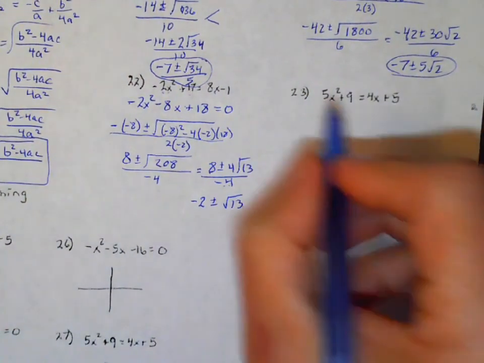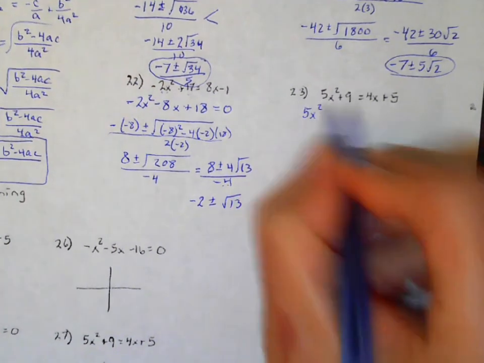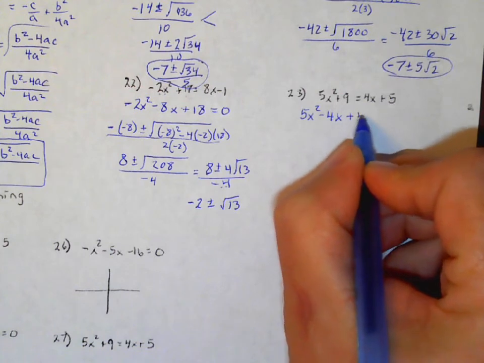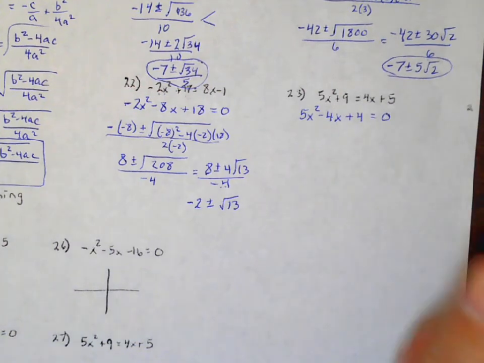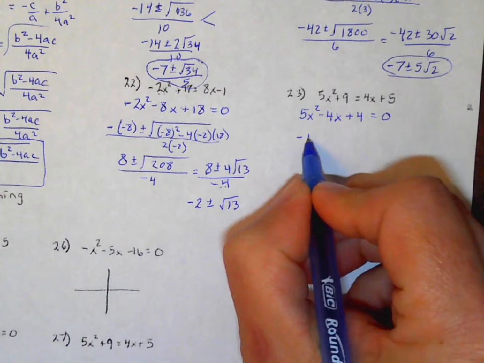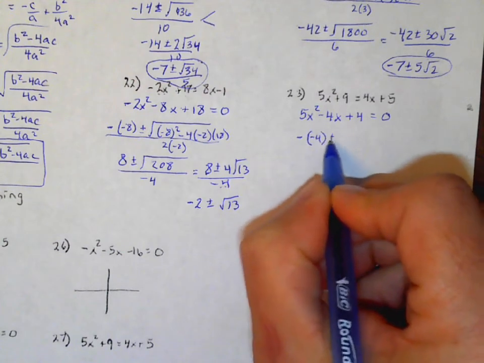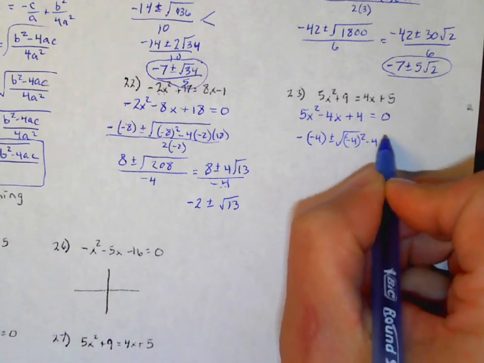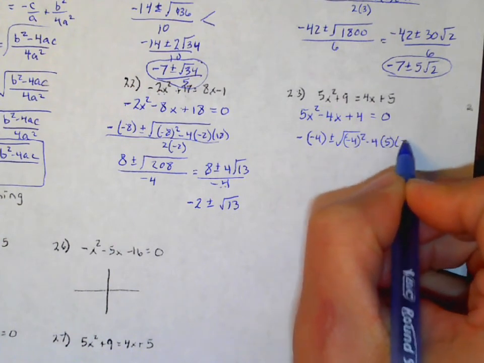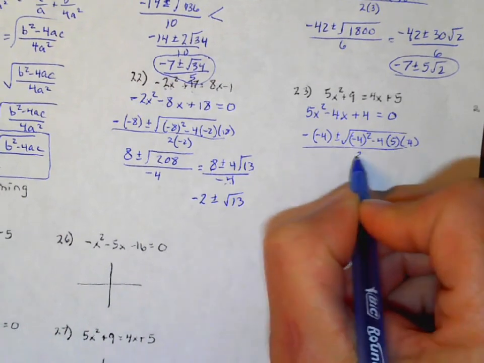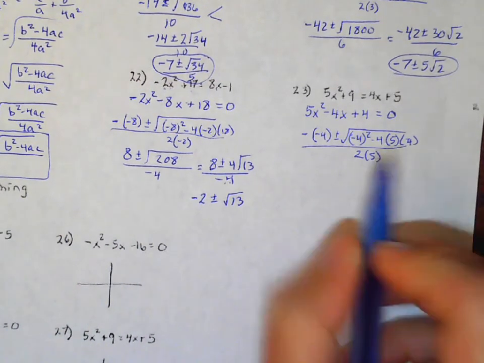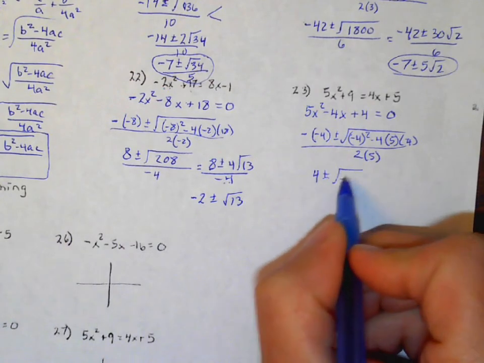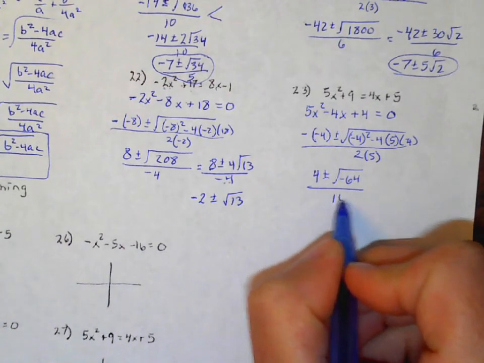Okay, next one. Get it equal to 0 first. Subtract your 4x over. Subtract your 5 over. Negative b plus or minus the square root of b squared minus 4 times a times c over 2 times a. Work the discriminant out. That's 4 plus or minus the square root of negative 64 over 10.